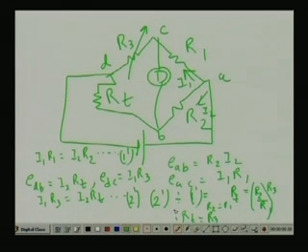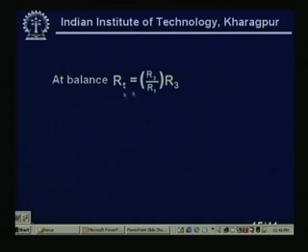So any change in RT, I will balance by varying R3. Obviously, R3 will give you the unknown temperature, so R3 should be calibrated in terms of temperature. So this is the balance equation: I have written RT equal to R2 by R1 into R3.